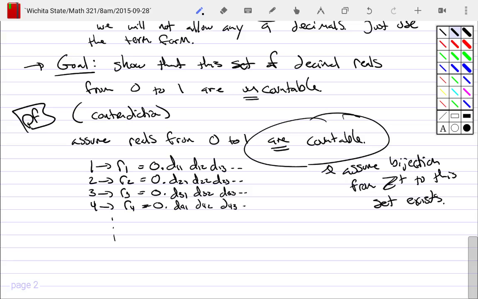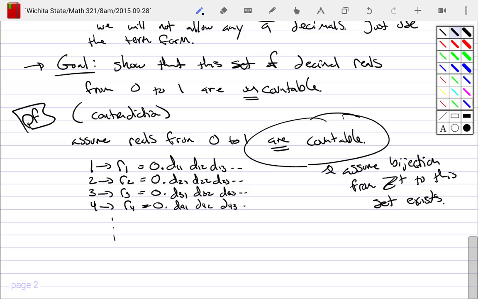Now, this is a bijection. So what does that tell you about the real numbers on this list? All of them are here, right? It's onto. All of the real numbers are in this list of real 1, real 2, real 3, real 4. So what I'm going to attack is I'm going to ask, wait, all real numbers between 0 and 1 are here? Yes. What about this one?